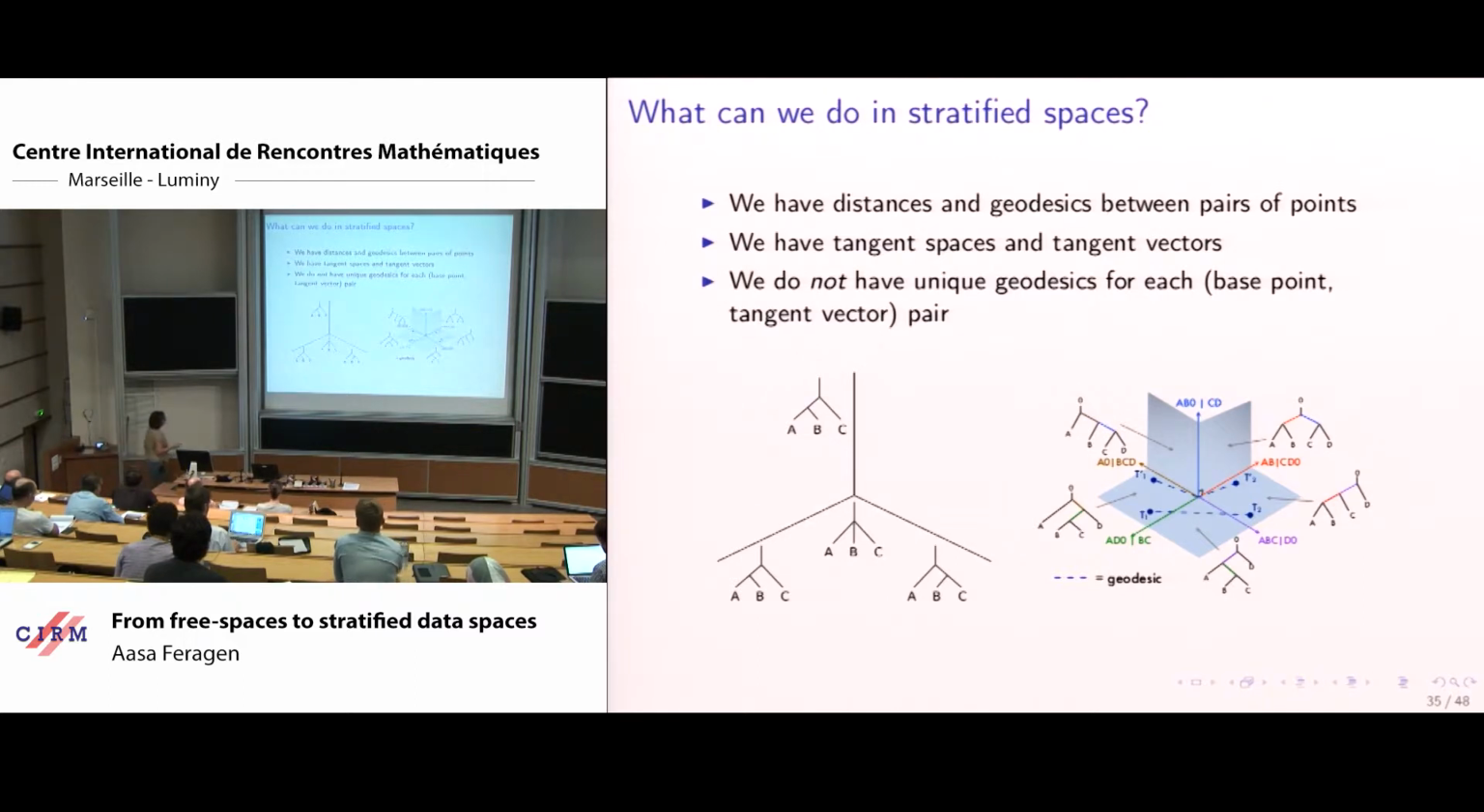And to see that, consider the corner. If I start out here, and I say, I want to head towards this corner, well, once I hit the corner, there are infinitely many ways that I can continue around the corner, and they are all geodesics. So in tree space, you cannot, in a unique way, parameterize your geodesics with starting point and direction.